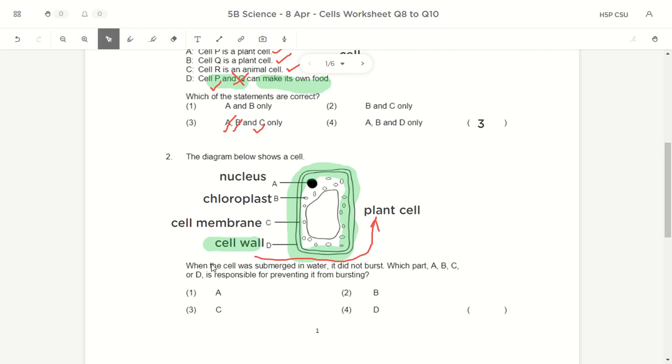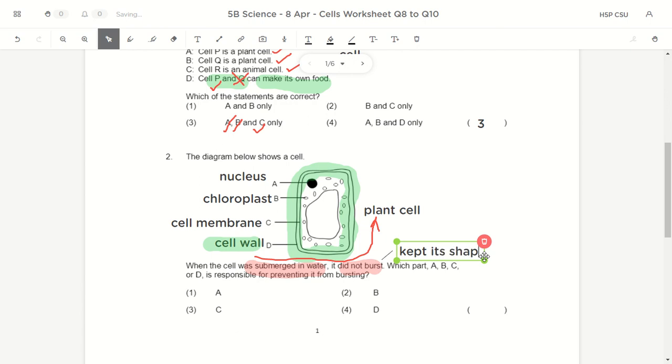So what happens is that when the cell is submerged in water, meaning put inside water, it did not burst, it did not explode, meaning that it kept its shape. Okay, so this word burst here, you need to link it. It did not burst means it kept its shape. It did not lose its shape.